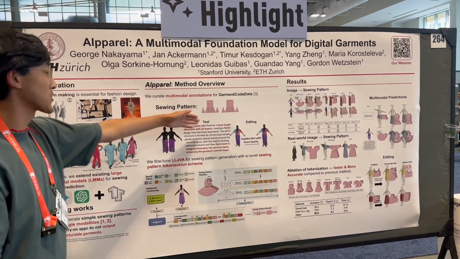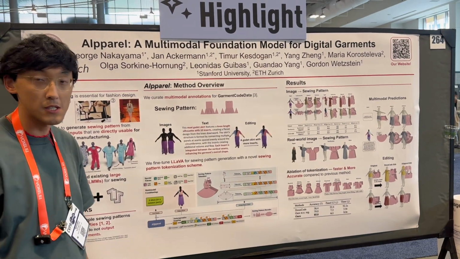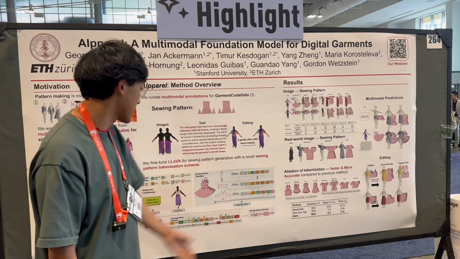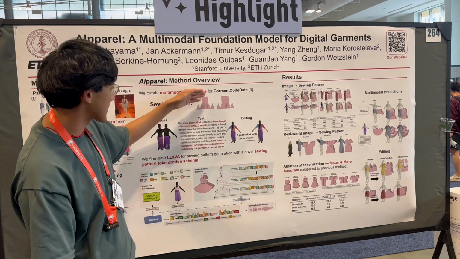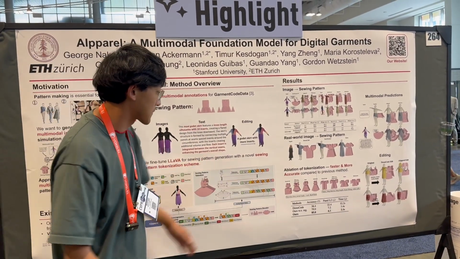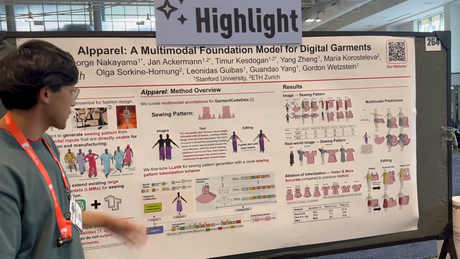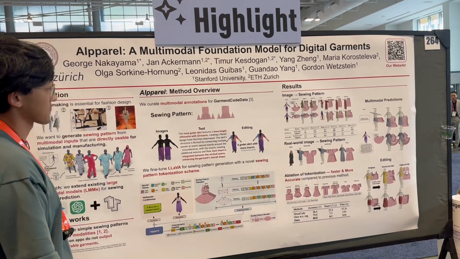To input the sewing pattern into a large transformer, we need to serialize it into a set of tokens. So we developed a novel sewing pattern tokenization scheme that describes each panel as a set of drawing commands, and also the stitching information as the tag associated with each of the ends. Then we use our framework and train on the data we collected.